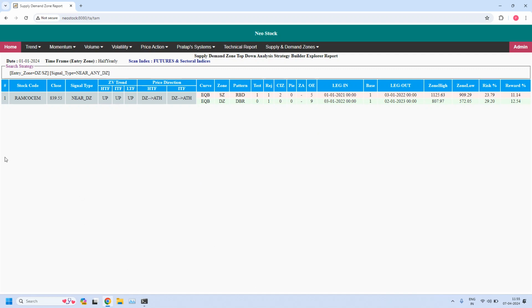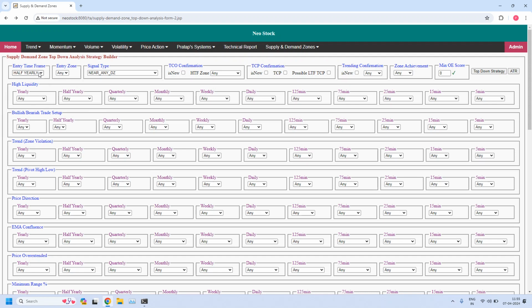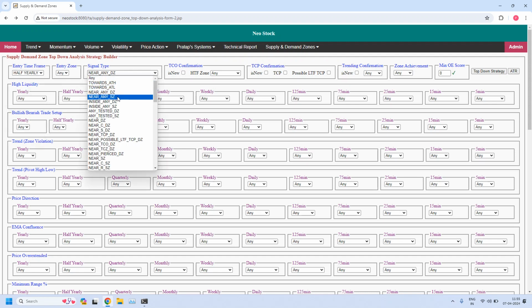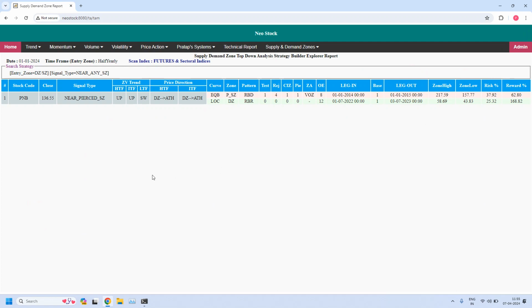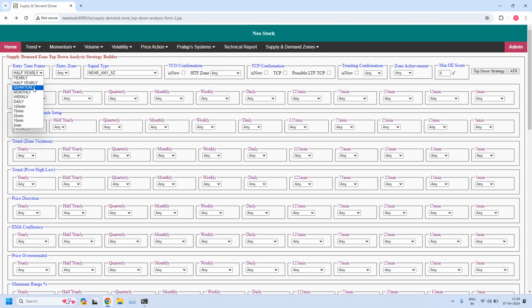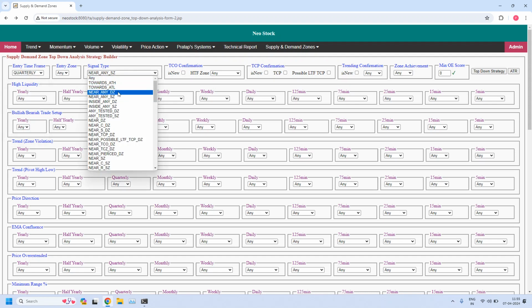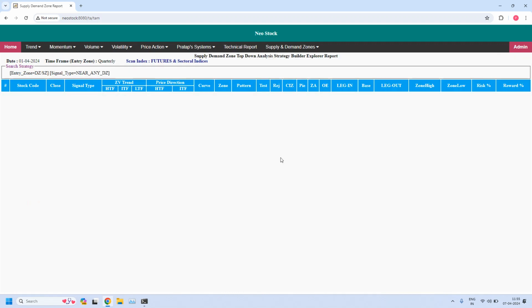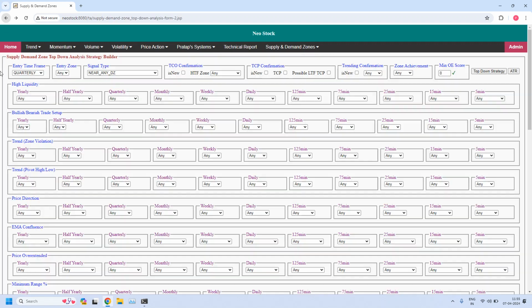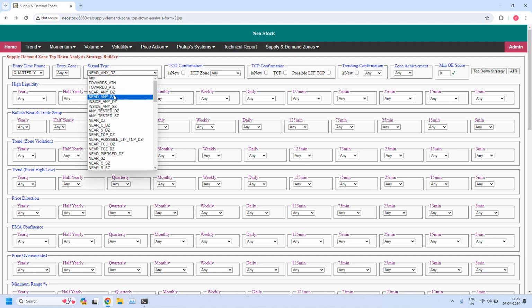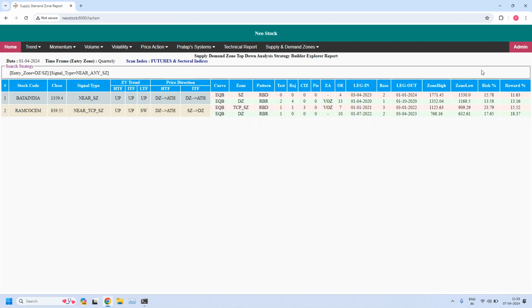So I'm going back. For half yearly time frame, let us find the stocks near half yearly supply zone. So one stock is filtered near to the half yearly supply zone. So moving back, changing the time frame to quarterly, let us find the stocks near quarterly demand zone. No stocks are available. So let me go back. For quarterly time frame, let us find the stocks near quarterly supply zone. And these two stocks are filtered, which are near to the quarterly supply zone.